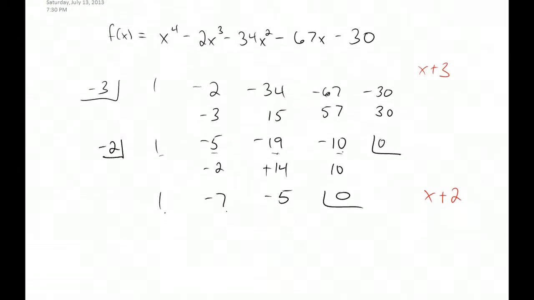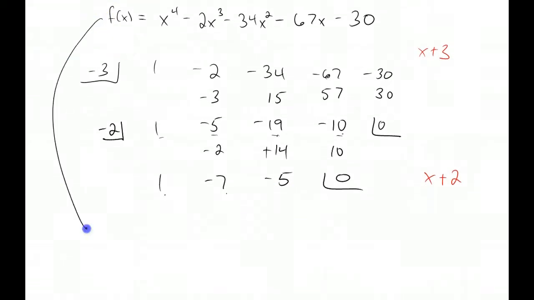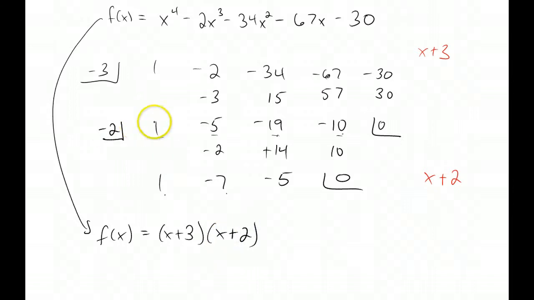So what have we found out? Well, if we started with f of x, we learned that we could pull an x plus 3 out of that polynomial. That's what we learned right here. We also learned right here that we could pull an x plus 2 out of the polynomial. Of course, that is because we ended up with these 0 remainders. But what are we left with? What's the rest of the polynomial?